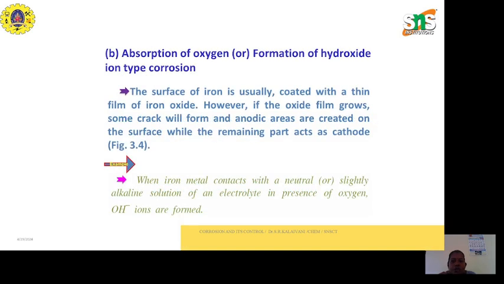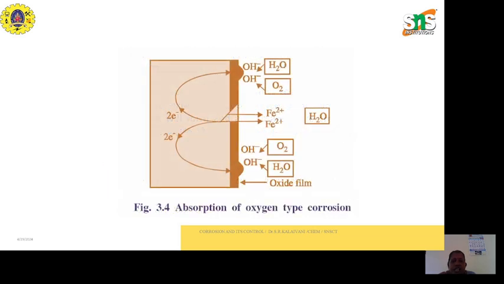The next one is absorption of oxygen, or the formation of hydroxide ion type. The surface of iron is usually coated with a thin film of iron oxide. However, if the oxide film cracks, anodic areas are created on the surface while the remaining part acts as a cathode. When iron metal contacts a neutral or slightly alkaline solution of an electrolyte in the presence of oxygen, hydroxide ions are formed. This is the hydroxide ion formation type.